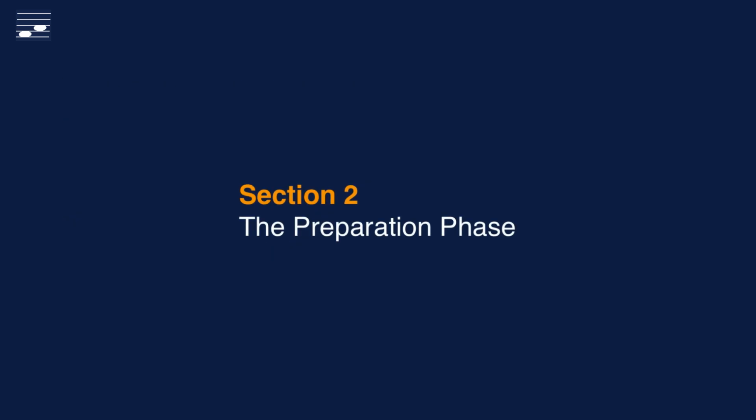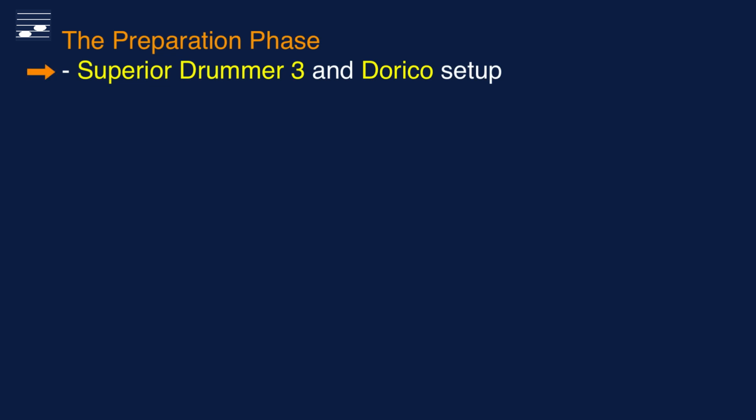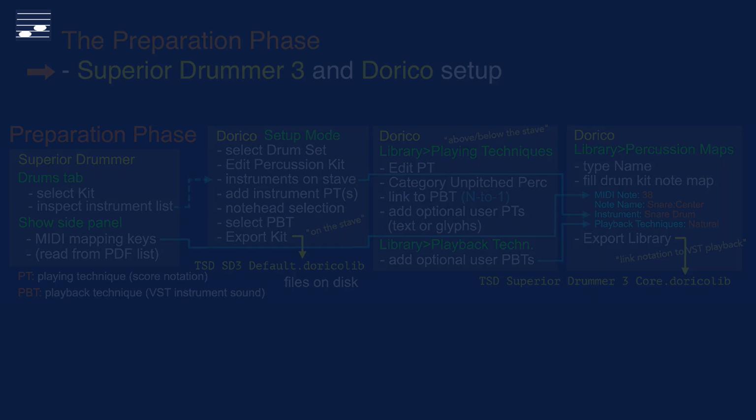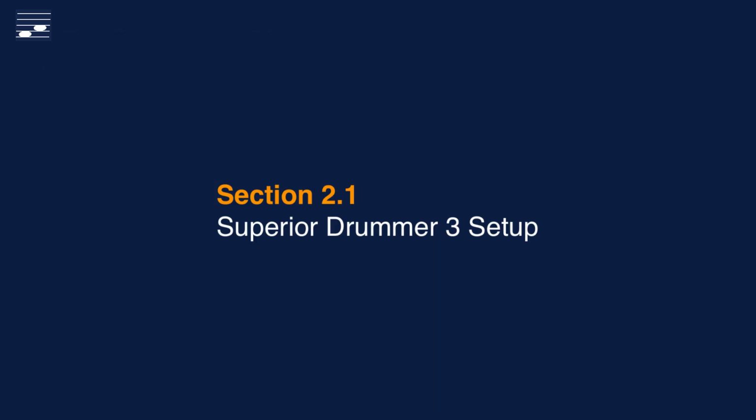First, there's the preparation phase, the detailed setup in both Toontrack Superior Drummer 3 and the Dorico music notation software. This diagram will guide you through the process. Let's start with the Superior Drummer setup.